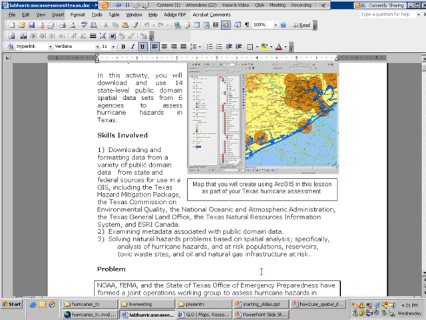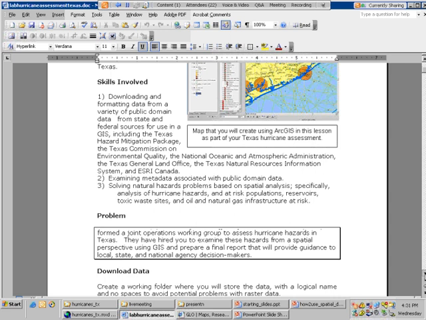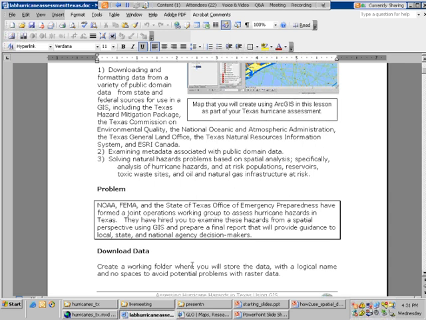And then number three, solving natural hazards problems based on spatial analysis, specifically analysis of hurricane hazards and the at-risk populations, the at-risk reservoirs, the toxic waste sites, and the oil and natural gas infrastructure. It's a real-world problem. Just think of the disruption in oil and gas during Hurricane Katrina. So this is trying to get the students to grapple with a really relevant, timely problem.